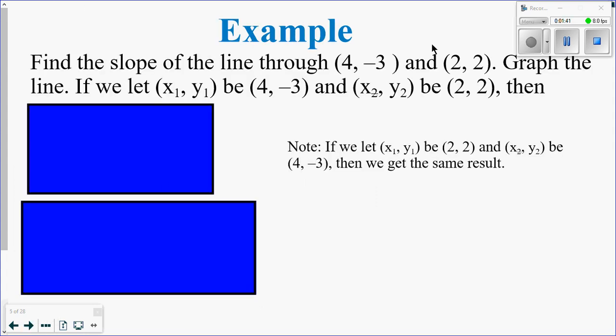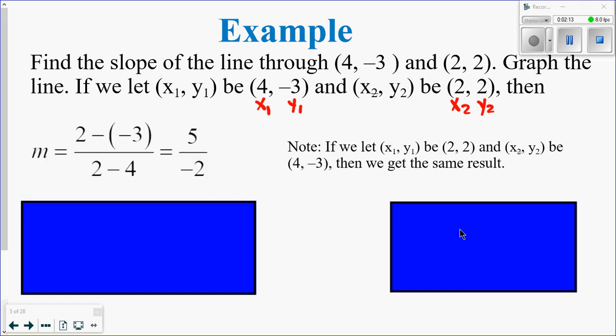So this is the formula for slope that you're going to need to know. All right, so we're going to find the slope of a line. Find the slope of a line through 4, -3, and 2, 2. And then we're going to graph the line. So if we let x1, y1 be 4, -3, x2, y2 be 2, 2. When they just give me 2 points, I don't ever write it like this. I just write it underneath. It's just quicker and it's easier to look and see what's assigned to what.